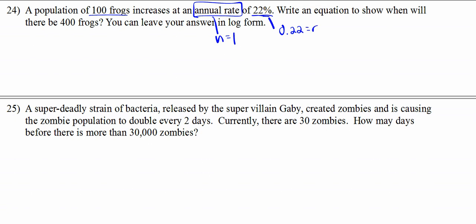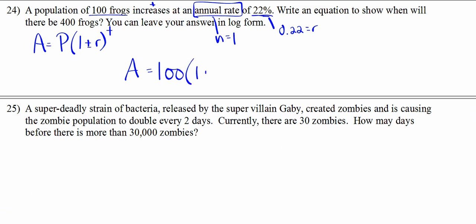And basically we're just using a regular old exponential growth function. You could think about it as the amount is some starting amount times 1 plus a growth rate, or minus a decay rate, to the number of times we do that growth or loss. Since we're increasing, we're dealing with a plus sign in our equation. So the amount of frogs is 100 times 1 plus 0.22 to the t. You could do 100 times 1.22 to the t.